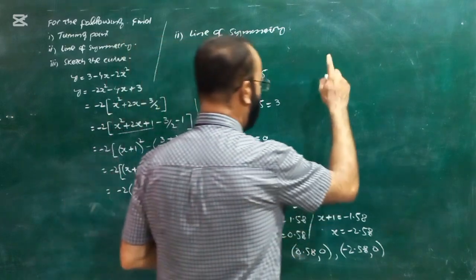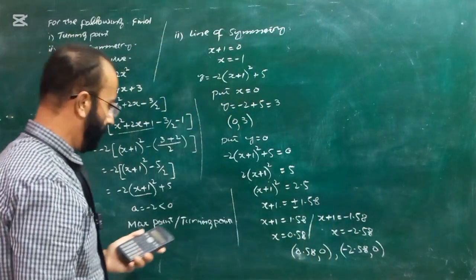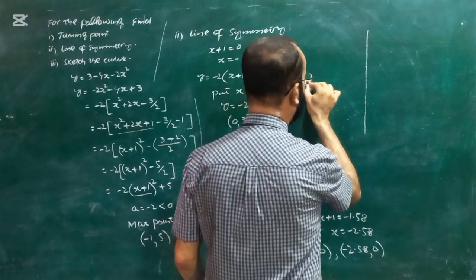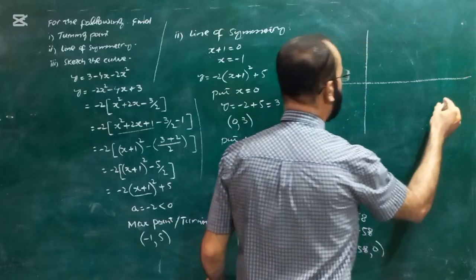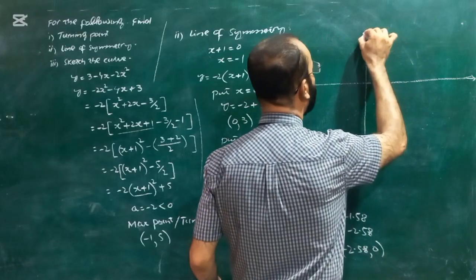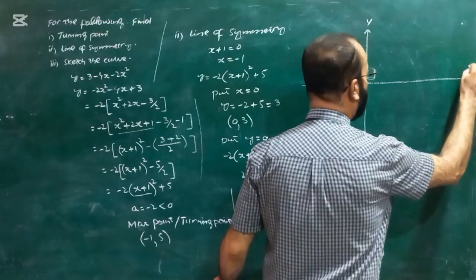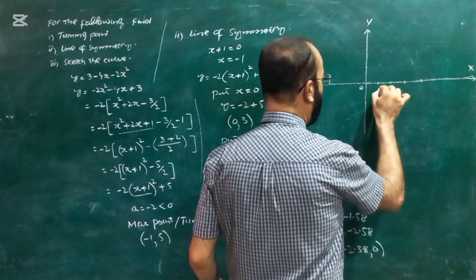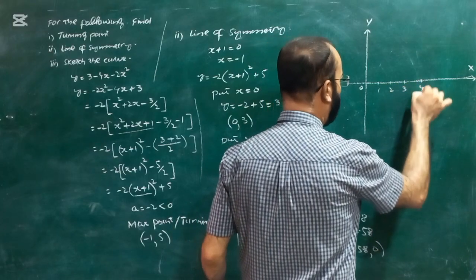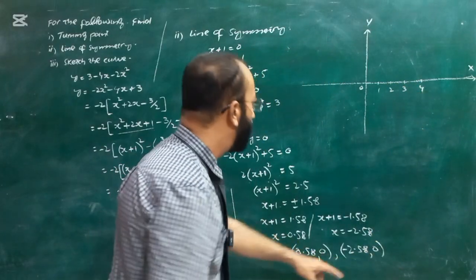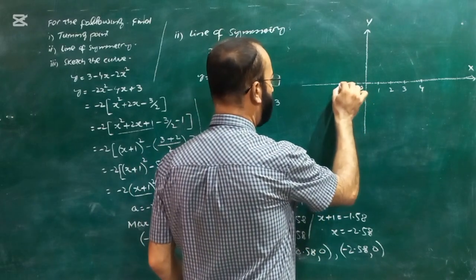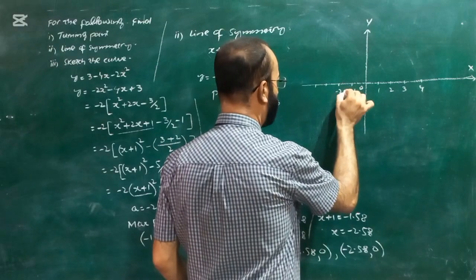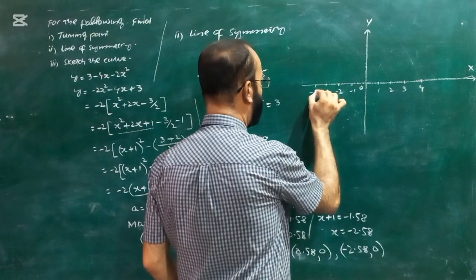Now the next step is sketching the curve. That is the last thing. So we are going to sketch the curve. So here is x-axis, here is y-axis, this is the origin, this is x-axis values, for example 1, 2, 3, 4. Because we have negative values on the intersecting points, so we have to make some negative values as well. So minus 1, minus 2, minus 3 and minus 4.